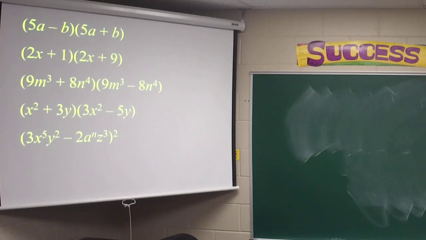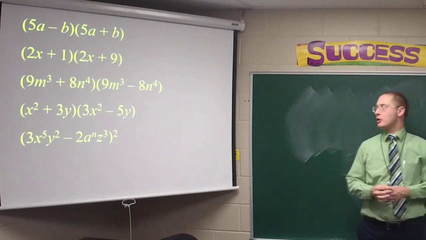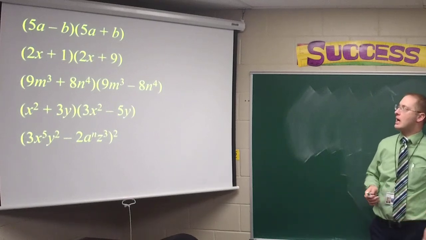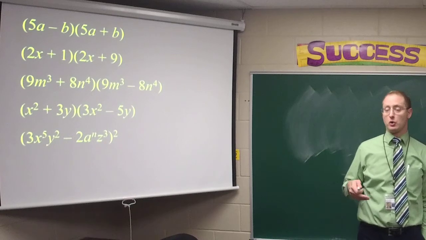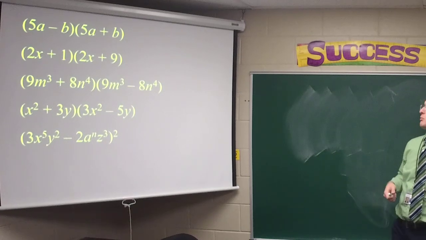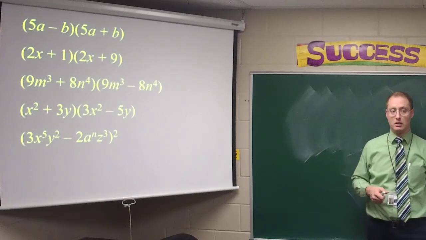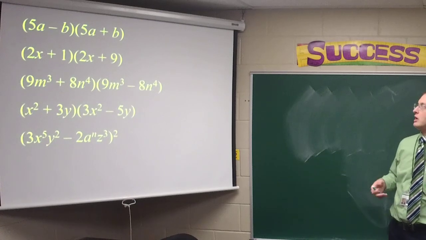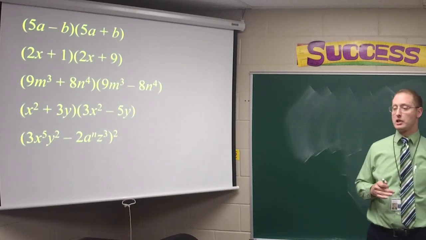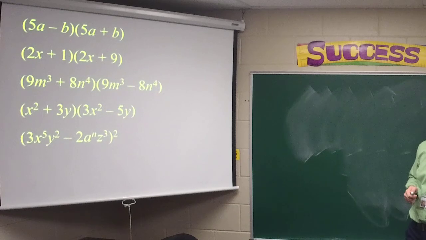All right, pencils down. Even if you're not finished, let's take a look at these. The first one is what special case, class? Conjugates, or sum and difference. When we multiply, we're going to get a difference of squares. Square the first, square the last, put a minus sign: 25a squared minus b squared.